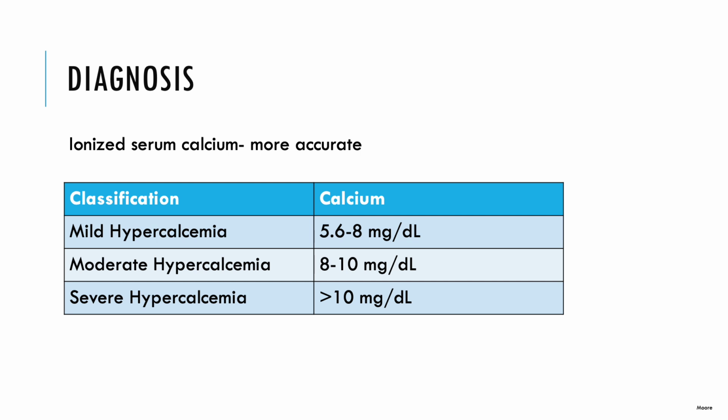And this classification is broken down similarly to the corrected calcium on the previous slide, just with different levels, as the normal range is a little bit lower for ionized serum calcium. Mild hypercalcemia would be 5.6 to 8, moderate hypercalcemia would be 8 to 10, and severe hypercalcemia would be greater than 10 milligrams per deciliter for an ionized serum calcium.